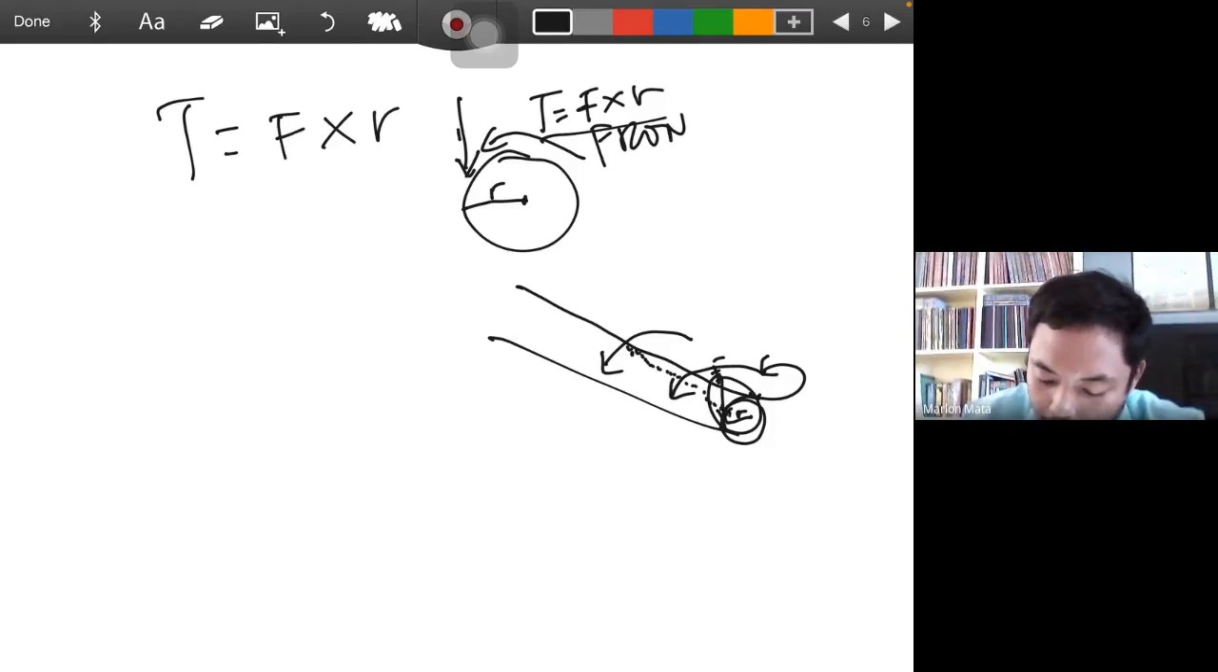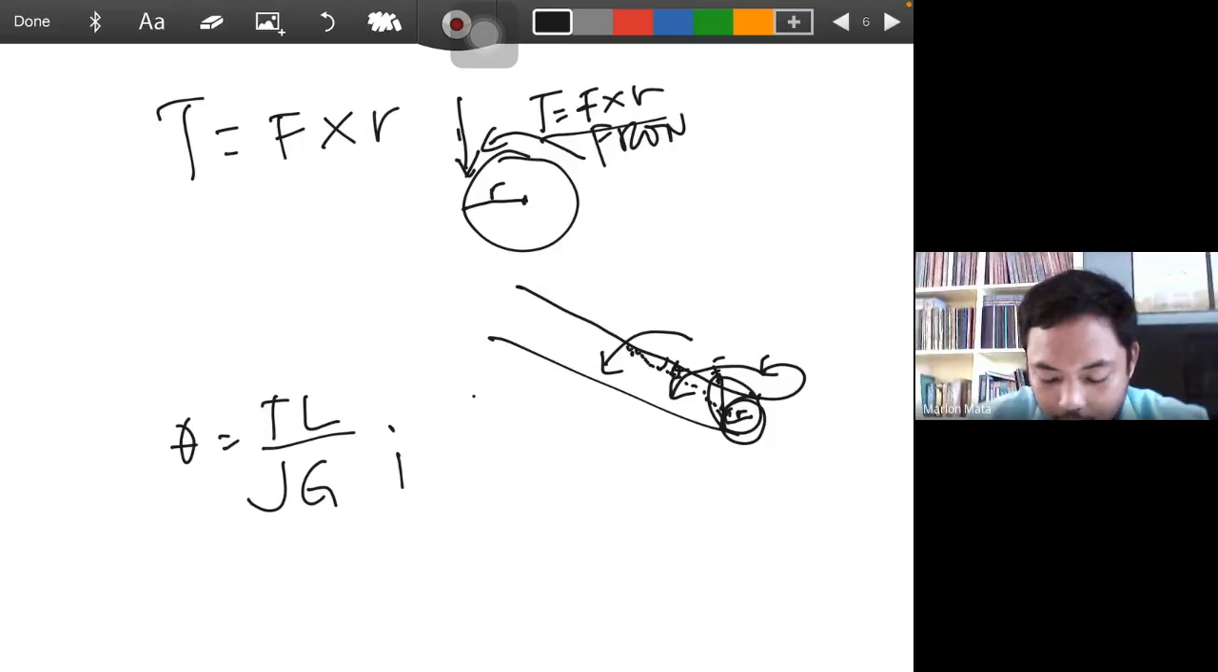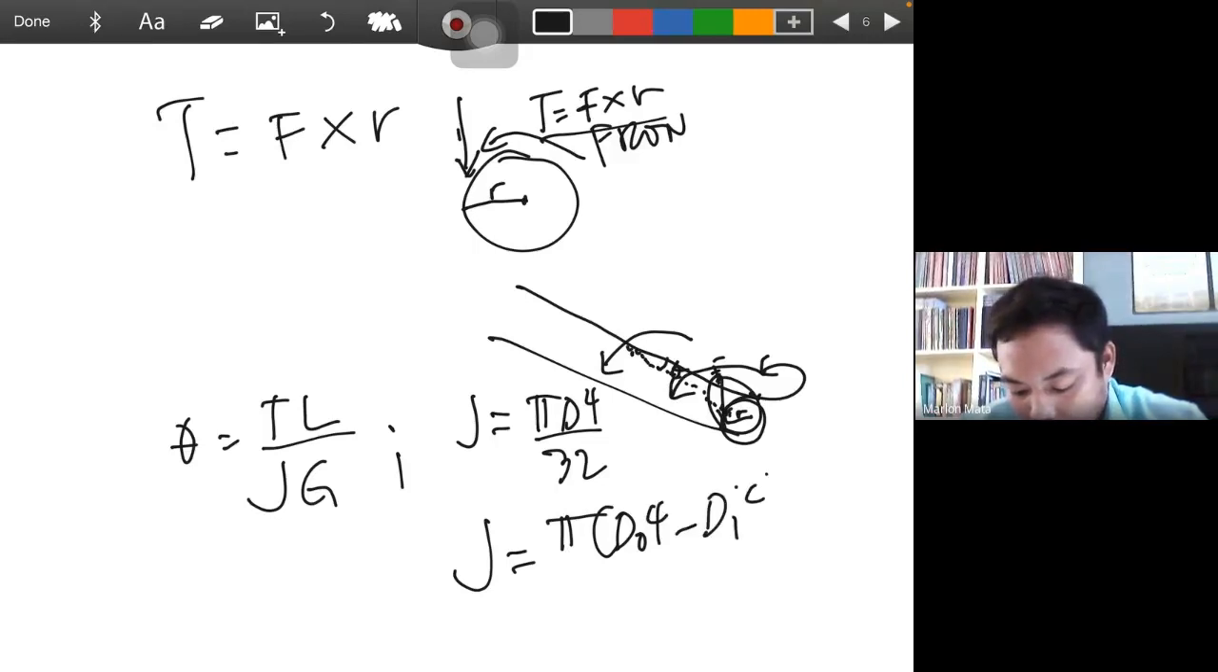Mulubag, no? So natay maporma ang angle, no? Angle of twist, no? So you know that the angle of twist is simply TL over JG, no? So where for solid shaft, J is what? J is pi d 4 over 32, or the polar moment of inertia. For hollow shaft, J is what? Pi d o 4 minus di 4 over 32.